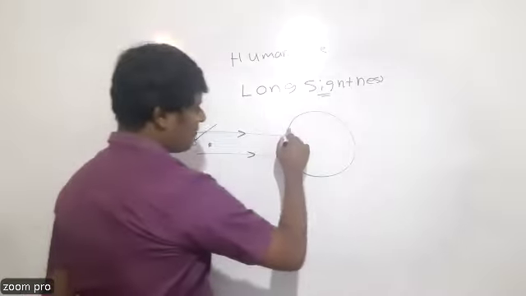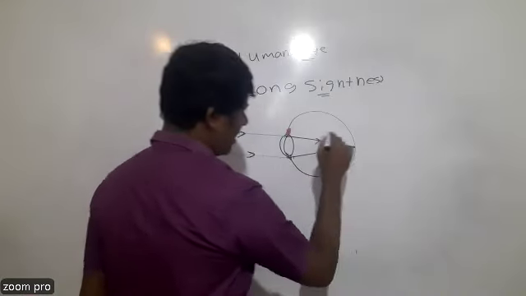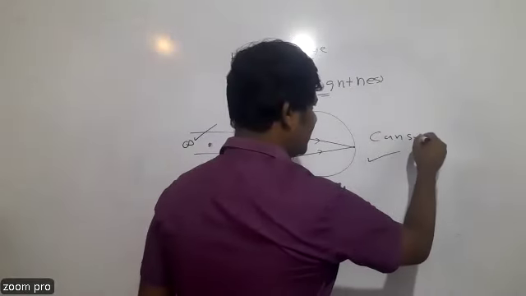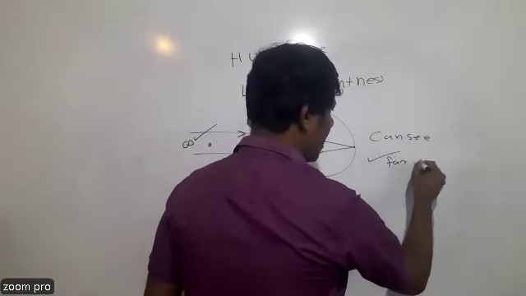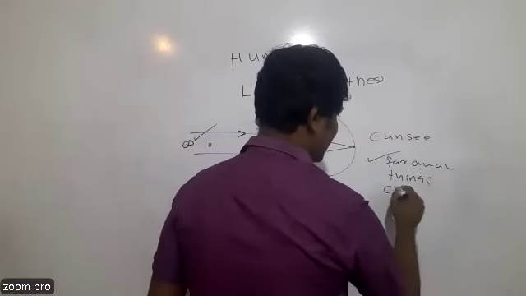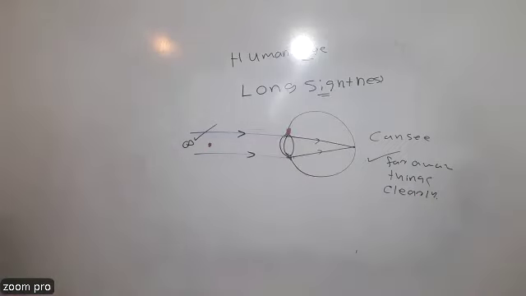That means it will form a firm image on the retina like this. They can see far away things clearly.